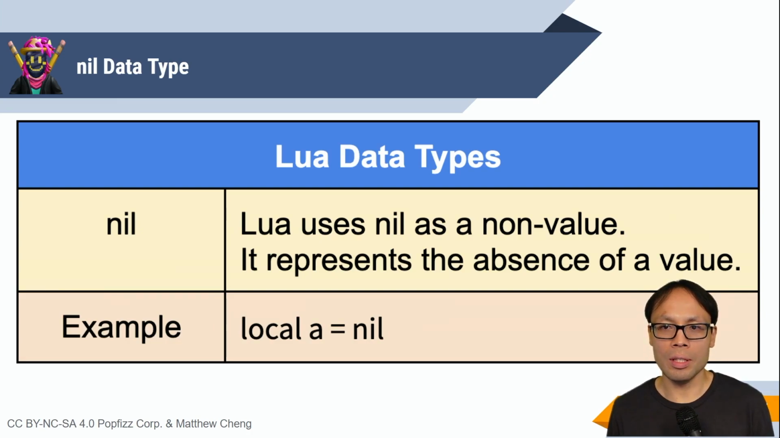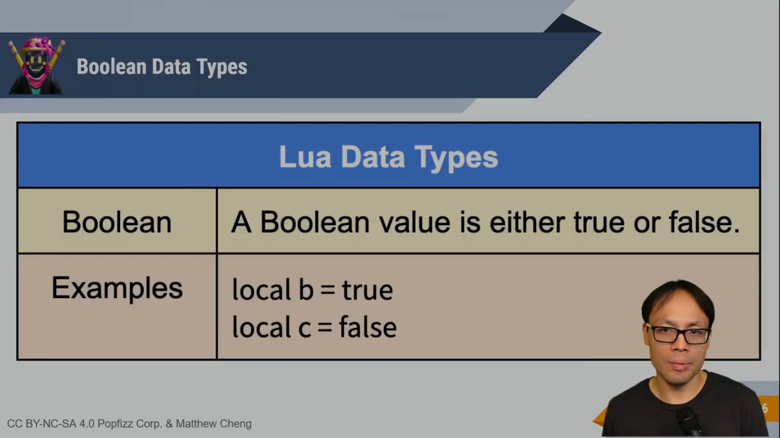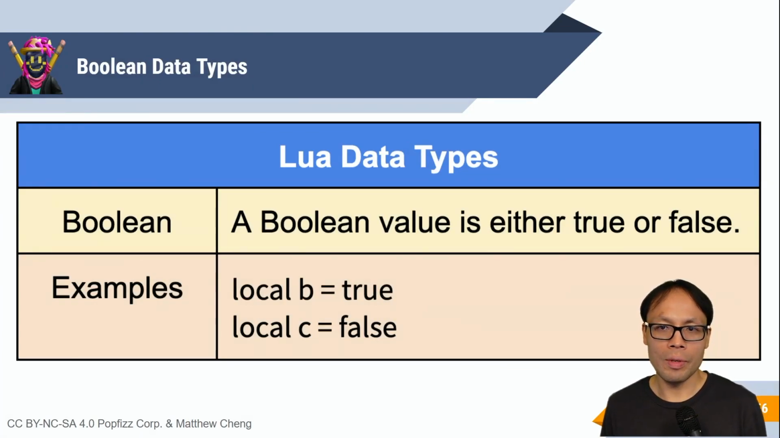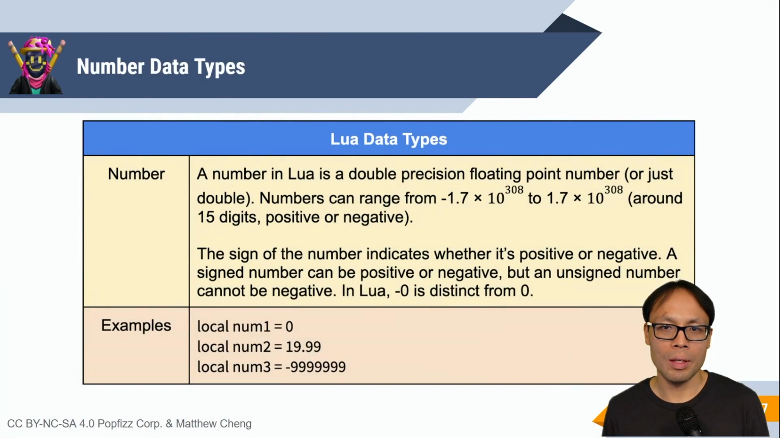Lua uses nil as a non-value, which means that it represents the absence of a value. So let's say, for example, we wanted to create a new variable called a, and we did not want it to have an initial value. We could simply say local a equal nil. Boolean values are either true or false. So for example, we could say local b equal true, and also we can have local c equal false.